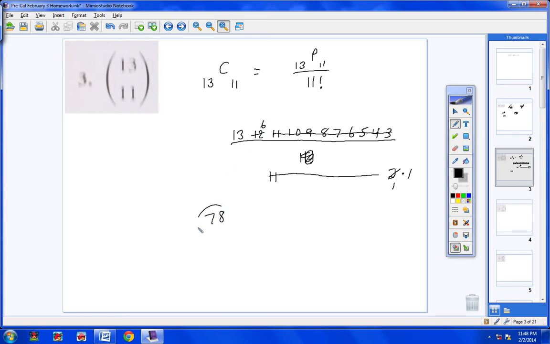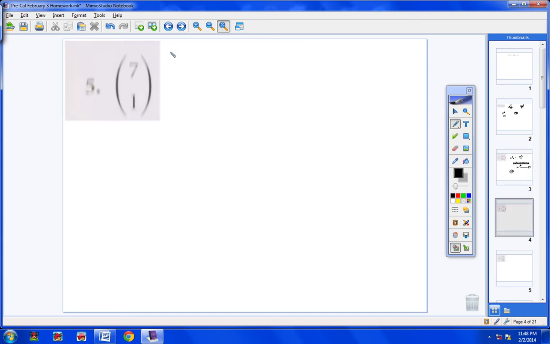Now if you don't like that, just use your calculator. You can type in 13 times 12 times 11 times 10 times 9 times 8 times 7 times 6 times 5 times 4 times 3 divided by, and then of course 11 factorial, which we know how to do on our calculators, and then hit enter. Alright, moving on to number 5.